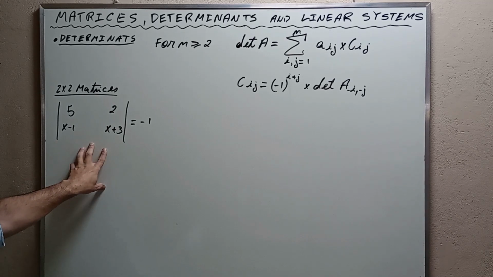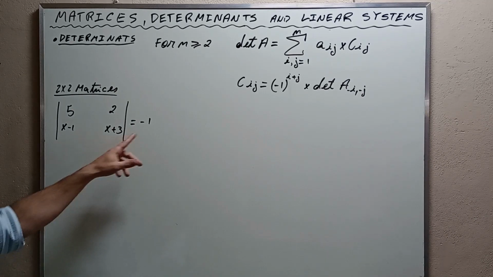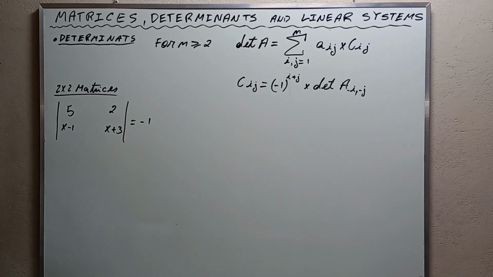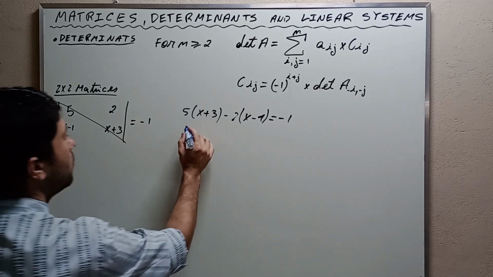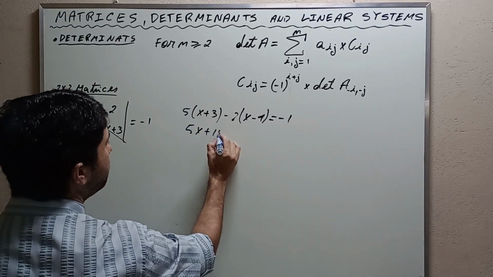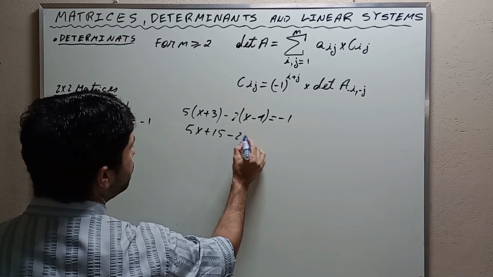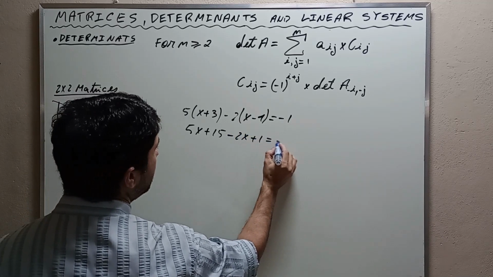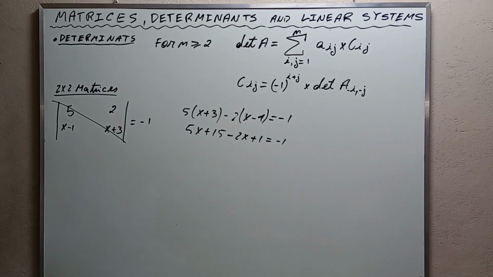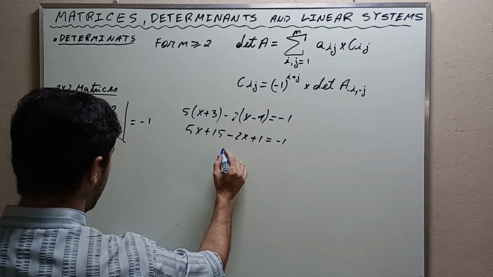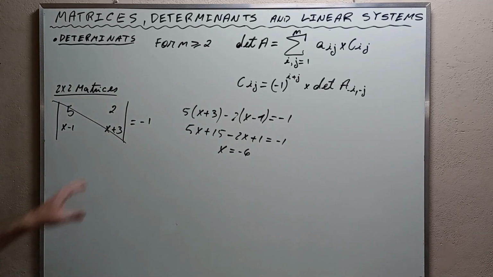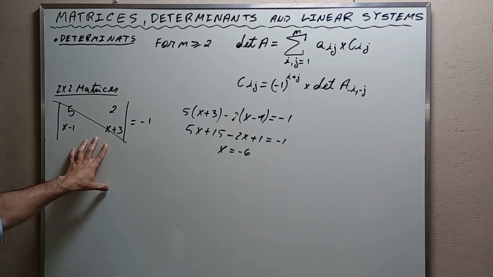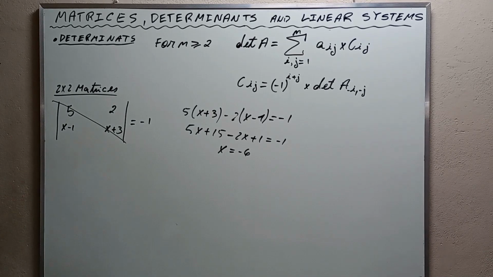We have this equation. The determinant of this matrix is equal to negative 1. How do we compute the determinant of this matrix? 5x plus 15 minus 2x plus 1 is equal to negative 1. And if we carry out, we find that x is equal to negative 6. Alright? So this is a simple equation involving the determinant of a 2 by 2 matrix.